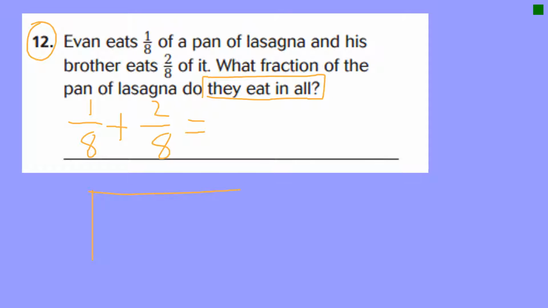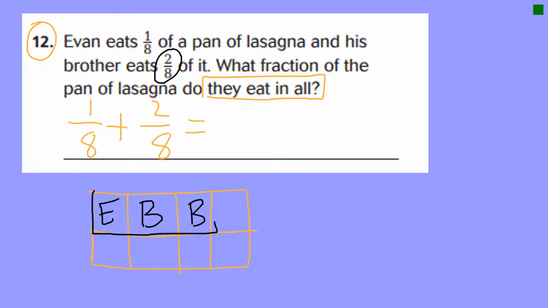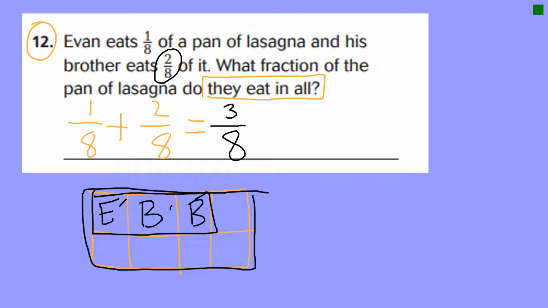Okay, so let's say here's our pan of lasagna. Okay, so here's the piece that Evan ate. That's 1/8. And then his brother ate 2/8. So we'll put B for brother. Okay, so how many pieces is that? 1, 2, 3. 3 out of the 8 pieces in the whole pan. And notice that denominator 8 is the same. So we know that we're adding together pieces that are the same size. Beautiful.